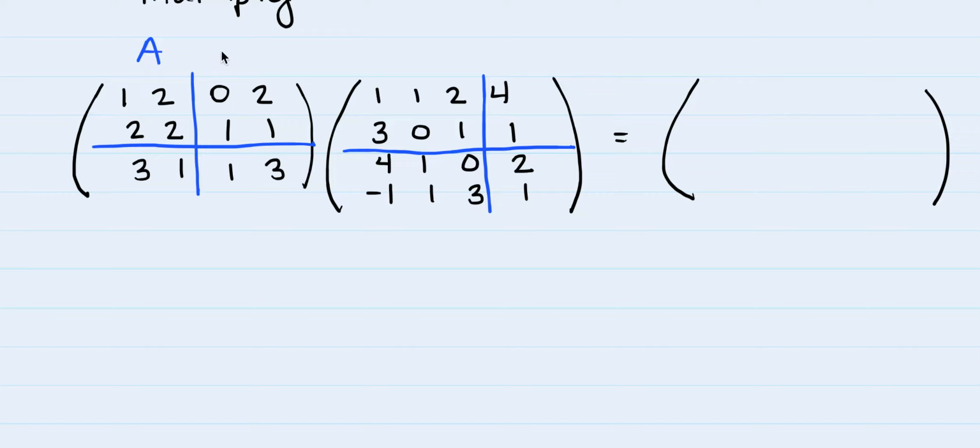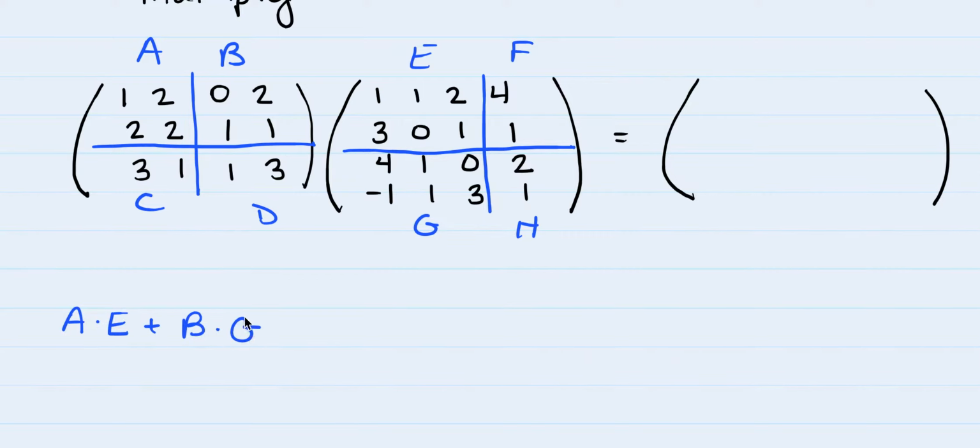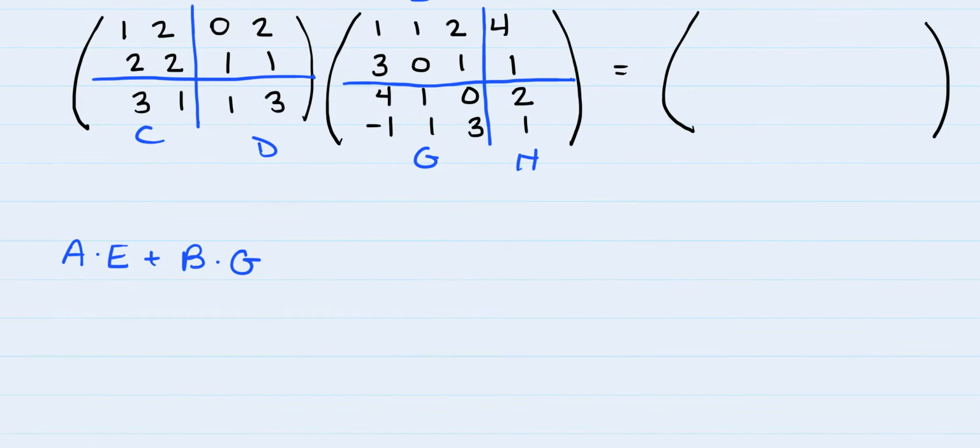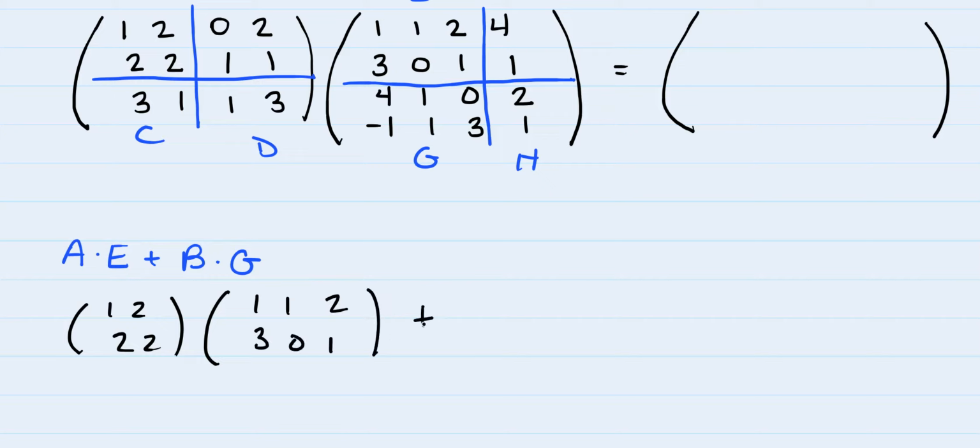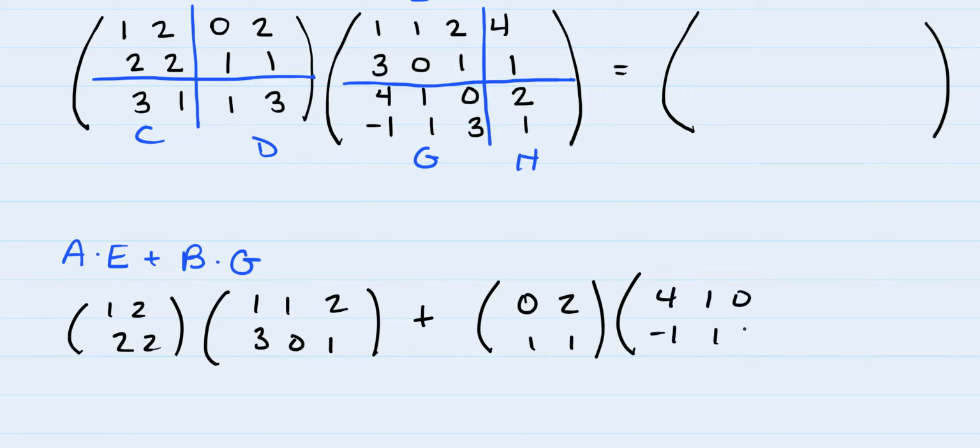So let's multiply these matrices together. Again, I'm going to label this A, B, C, D, this E, F, G, H. And now I want to multiply A times E plus B times G. Let's do that. So we have 1, 2, 2, 2 times 1, 1, 2, 3, 0, 1. I'm going to add to it B, which is 0, 2, 1, 1, times 4, 1, 0, negative 1, 1, 3.